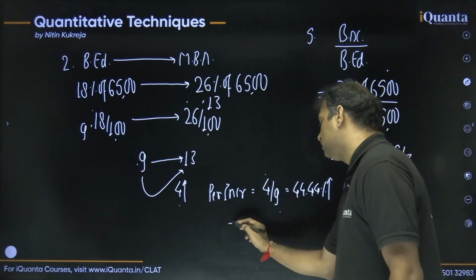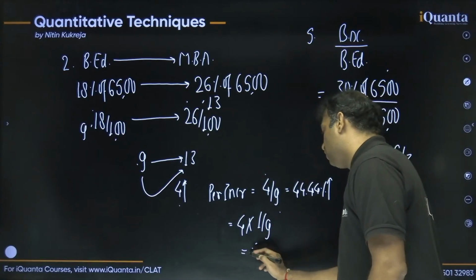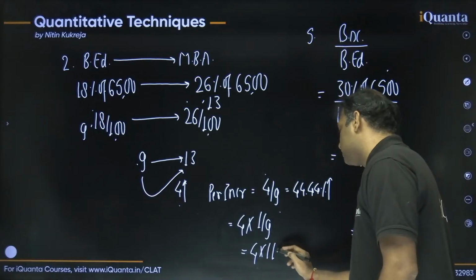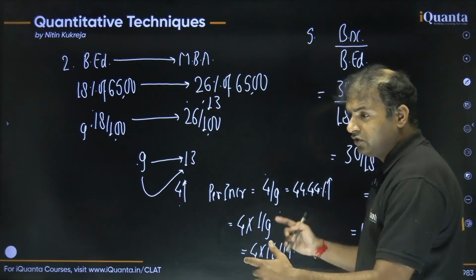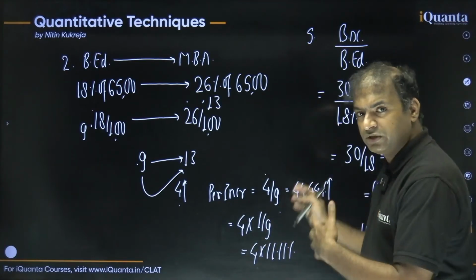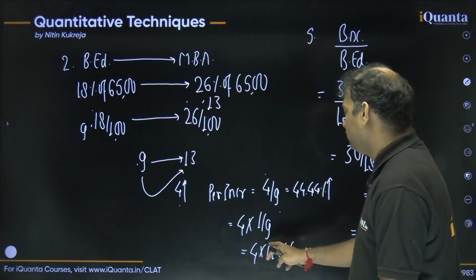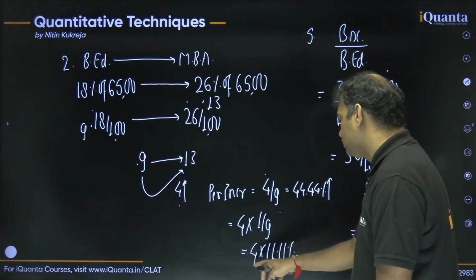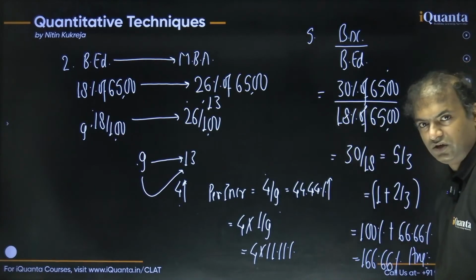Now the increase is 4 and the initial value is 9, so the percentage increase is the increment upon the initial value, 4 by 9. We can say this is 4 into 1 by 9. Hope you all know that 1 by 9 is 11.11%. You should know some basic conversions. If you do not, see my YouTube video on our channel about percentage conversions, where I have discussed everything in detail. So 4 into 11.11 gives us 44.44%.